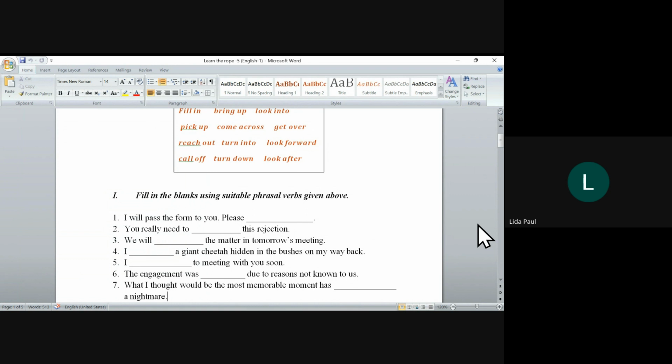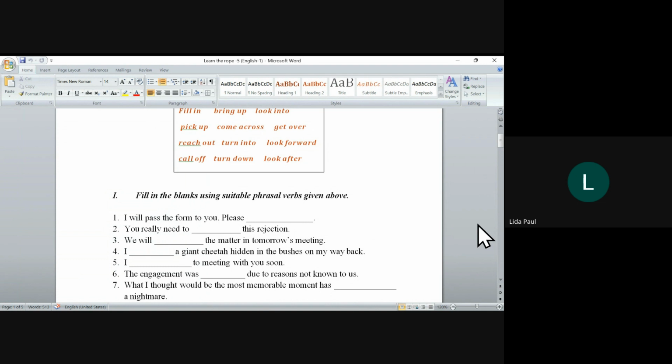We will look into the matter in tomorrow's meeting. Can I say, we will look the matter into? No, right? So this is again an example of an inseparable phrasal verb, right? Get over was one example. Look into is another example. You cannot break it open, right? We will look into the matter, not we will look the matter into, right? Fourth one. Yes, inseparable, correct.